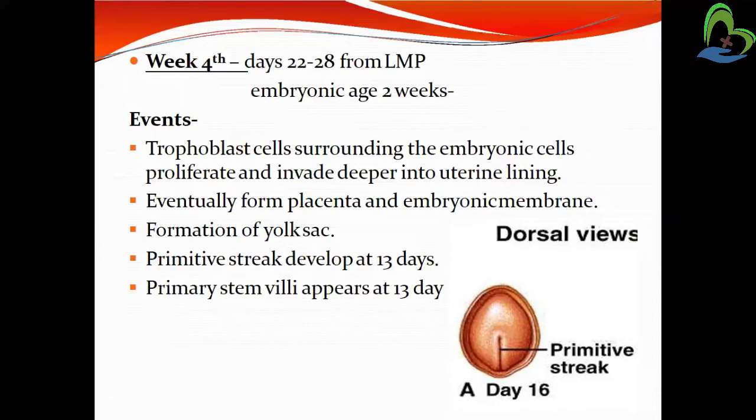The fetal development and umbilical cord are formed in the fourth week. Then formation of the yolk sac also occurs in the fourth week. Then the primitive streak develops at day 13, and primitive stem villi also appear at the 13th day.